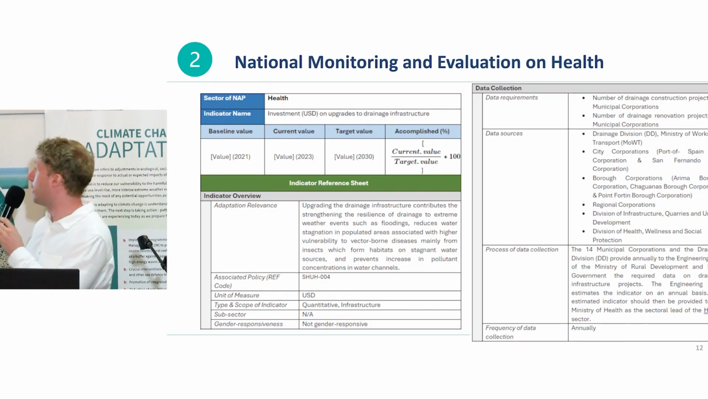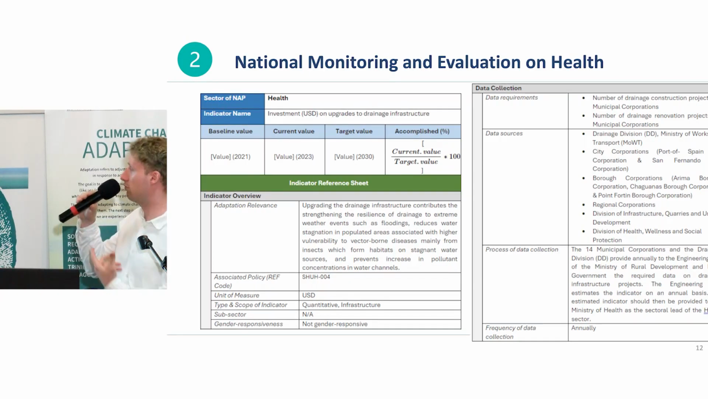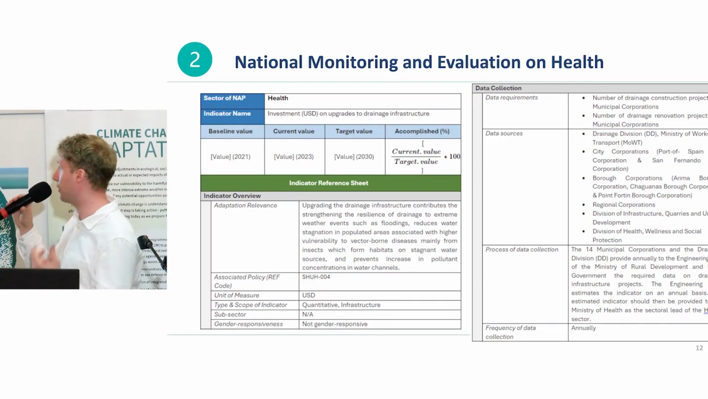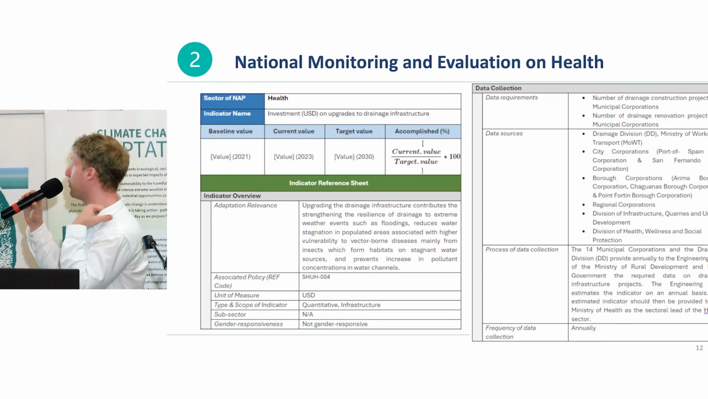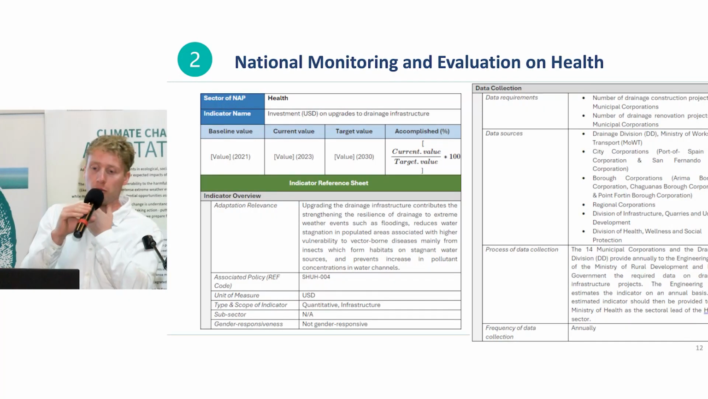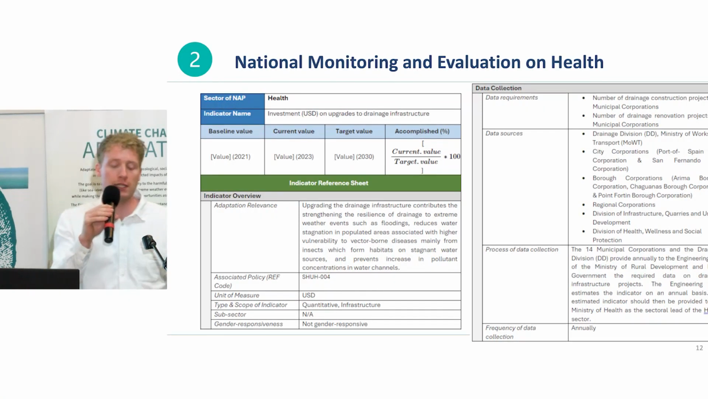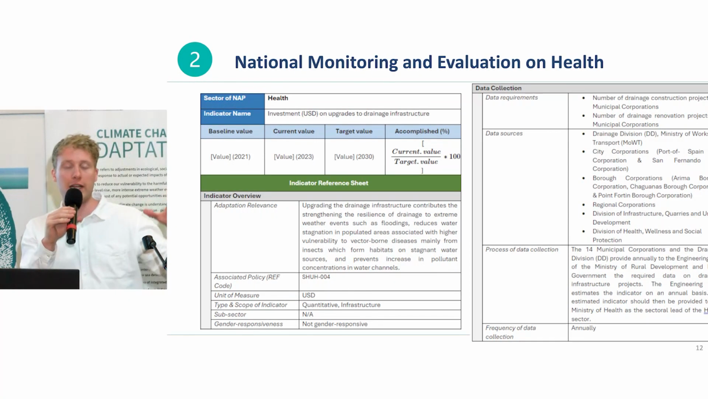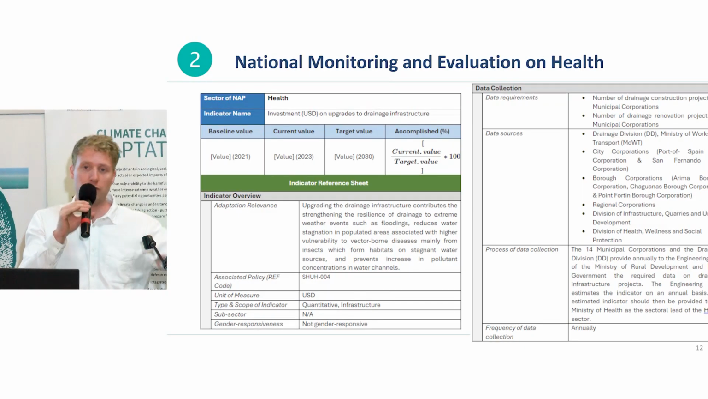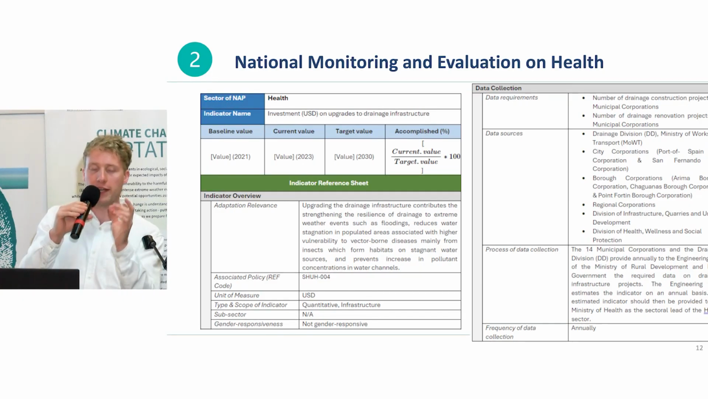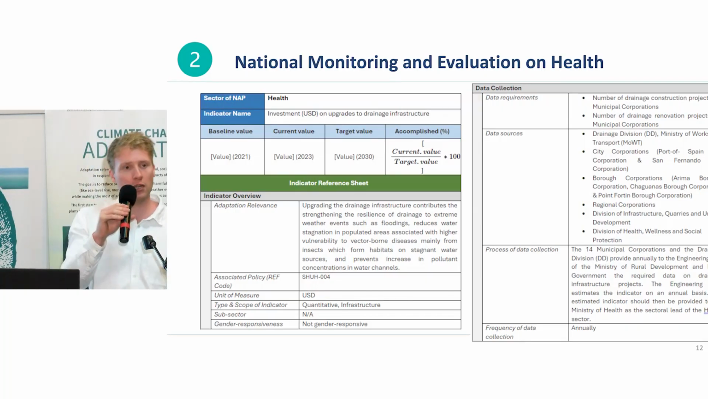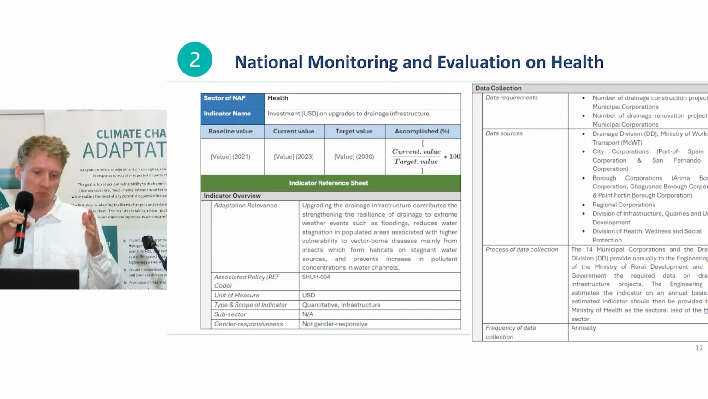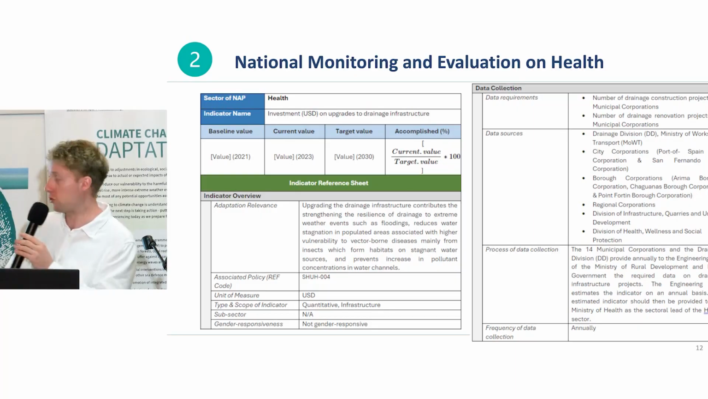Then we have data requirements. So how do we basically get a better grip on this, right? Number of drainage construction projects per municipal corporation, renovation projects per municipal corporation or local government. By compiling a list of all these projects, we have the costs associated. We can ask them for the costs, we can sum that, and we have a number that we can attach to that. We can say, okay, now it's 5 million. In 2 years, now we have 7 million, so we're progressing. Let's see if we're progressing enough. Maybe we need to correct.